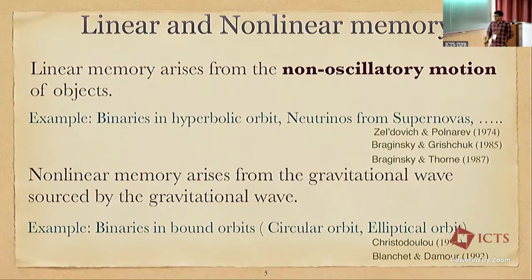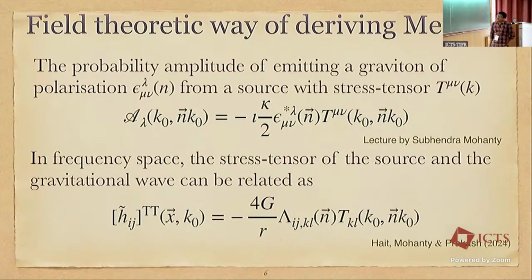With this brief introduction, I'll briefly sketch this field theoretic way of deriving the memory. Professor Mohanty has discussed the formalism extensively in his two lectures, so I'll only briefly sketch it. While deriving the memory signal in the field theoretic treatment, we basically calculate the amplitude of a graviton emission from the binaries.